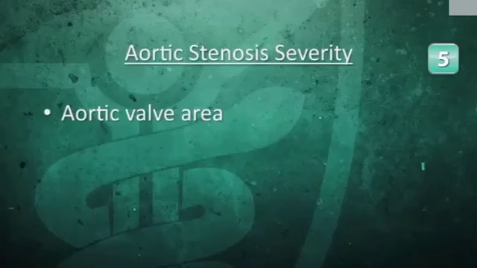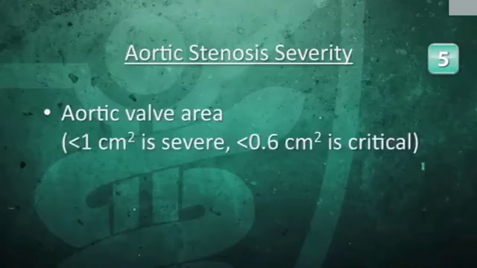The first is the aortic valve area. Now, normally an aortic valve area is about 1.5 to 2 square centimeters. If the aortic valve area is narrowed to less than 1 square centimeter, that's severe AS. And if the valve area is less than 0.5 to 0.6 square centimeters, this is critical aortic stenosis.